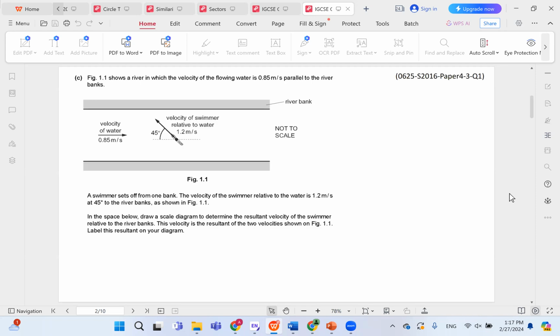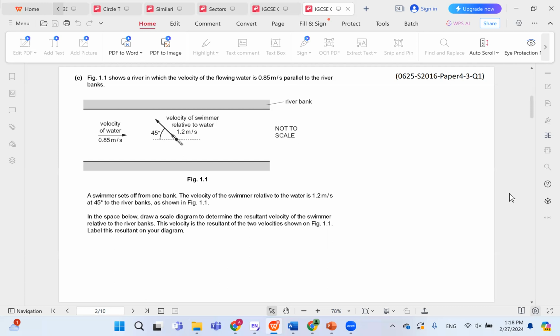Figure 1.1 shows a river in which the velocity of the flowing water is 0.85 meters per second, parallel to the river banks. A swimmer sets off from one bank. The velocity of the swimmer relative to the water is 1.2 meters per second at 45° to the river banks as shown. In the space below, draw a scale diagram to determine the resultant velocity of the swimmer relative to the river banks. The velocity is the resultant of the two velocities shown on figure 1.1. Label this resultant on your diagram.